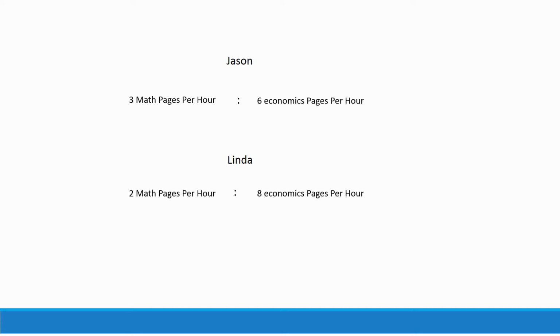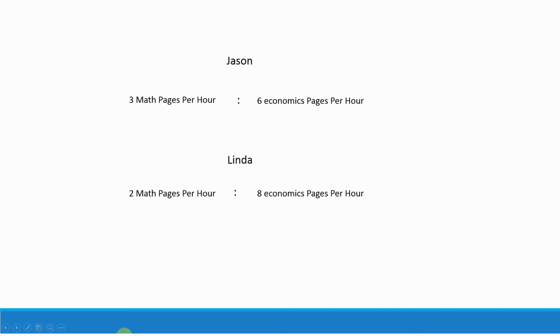Okay, so I'm doing the mathematics a different way to calculate the ratio and the opportunity cost that Jason and Linda experience choosing between the amount of math pages and the amount of economics pages per hour. Jason, again, can make 3 math pages per hour, or he can make 6 economics pages per hour. And Linda can make 2 math pages at the opportunity cost of 8 economics pages per hour. So I want to know what 1 math page per hour costs for Jason, and how much 1 math page per hour costs for Linda in terms of economics pages.